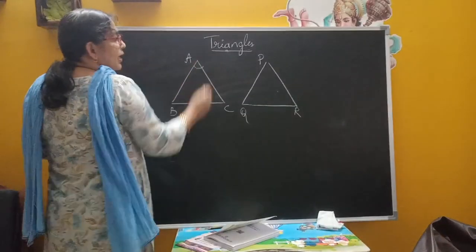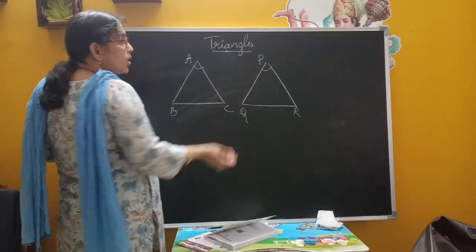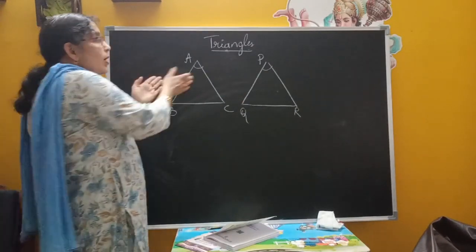If angle A is equal to angle P. Corresponding angles mean what? When you pile them up, one on another, the overlapping parts.